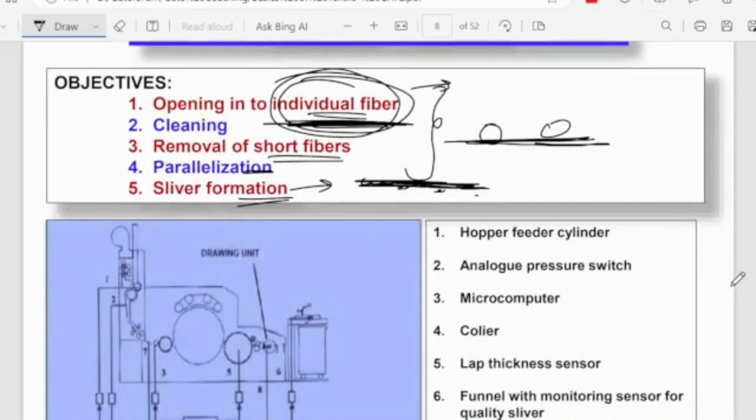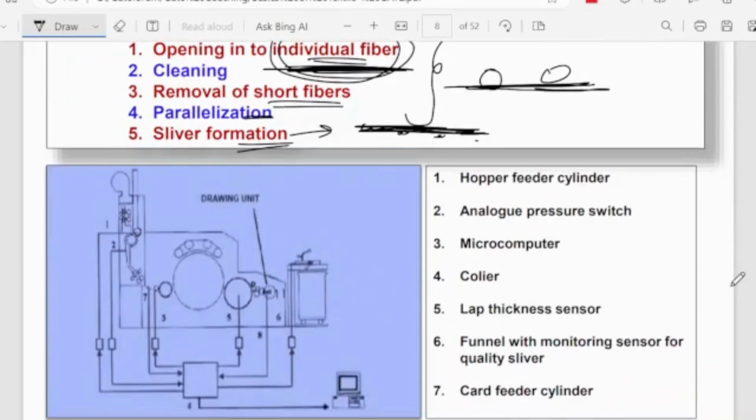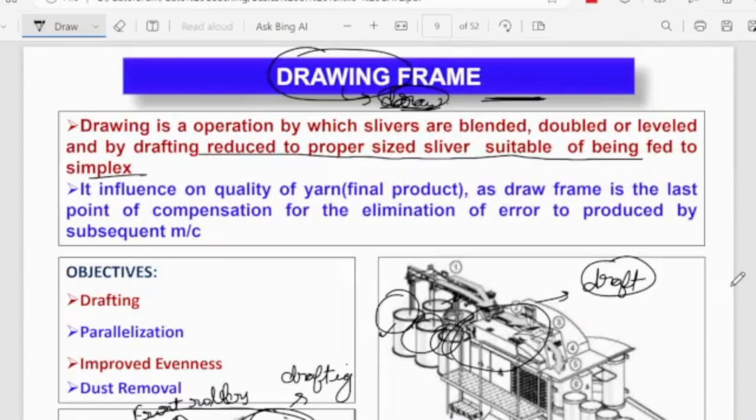Here the individualization of the fibers occurs, and also the cleaning and parallelization of the fibers. From the carding, the sliver is formed, which goes to the draw frame, ring frame and so on to the other further processes. So sliver formation takes place. You should remember this diagram as well.